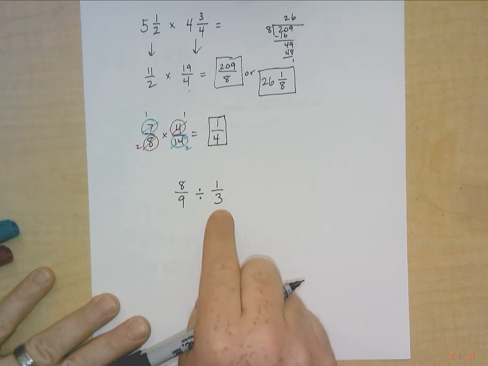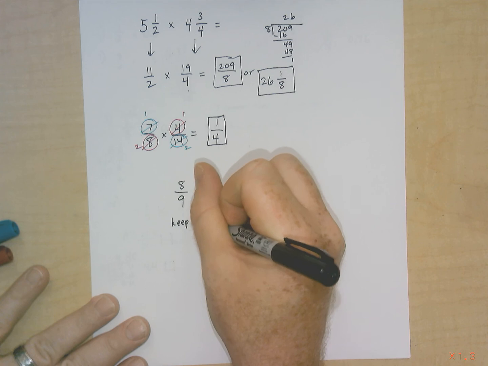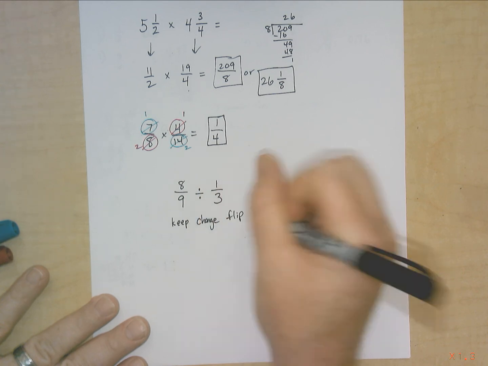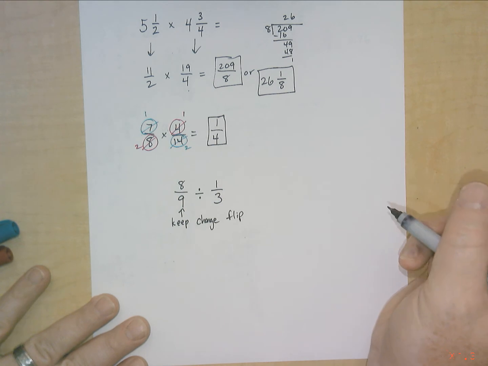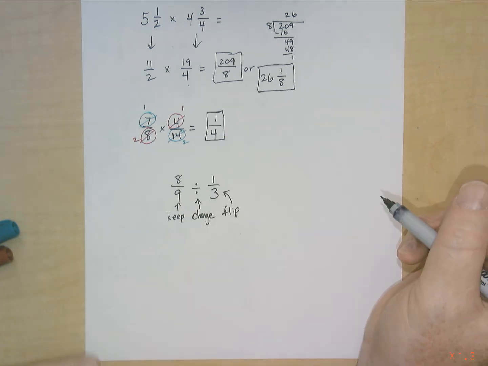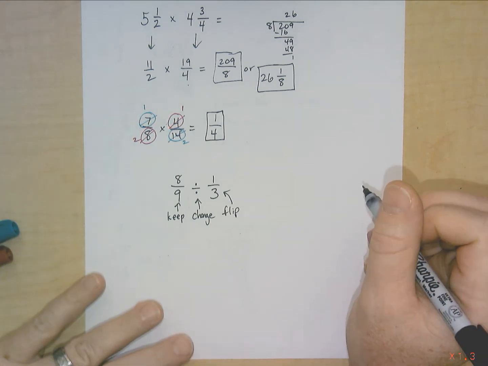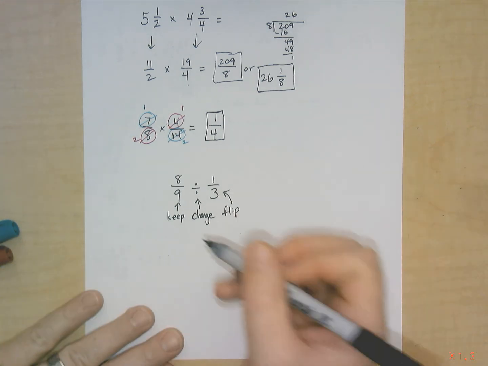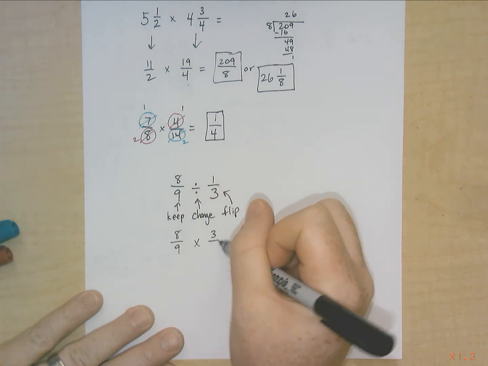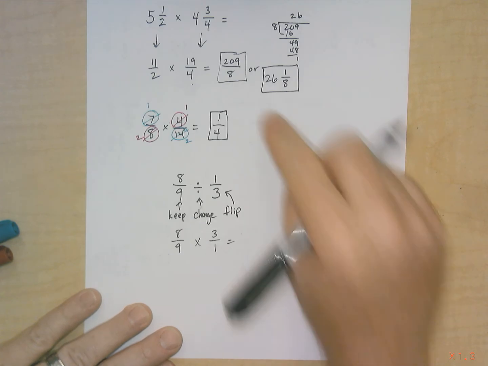What you want to do is you want to keep, change, and flip. You want to keep that first fraction. You want to change this to a multiplication, and you want to flip the 1/3. Okay. The technical term is find the reciprocal. The reciprocal of 1/3 is 3/1. So you keep, change, flip, and you just multiply it like you would up here, okay? Like you would do any fraction.